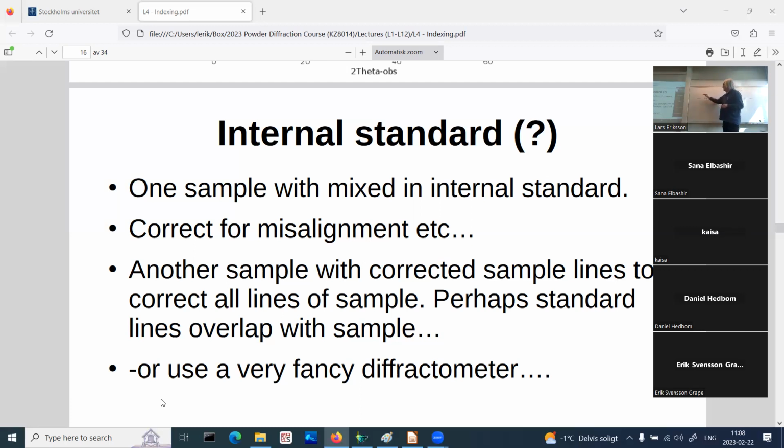But for the high order lines, if we have some height error, it doesn't matter if something is here or here, very small, the peak position will be more or less similar. But if you have a low order line, then it gives quite a large error.